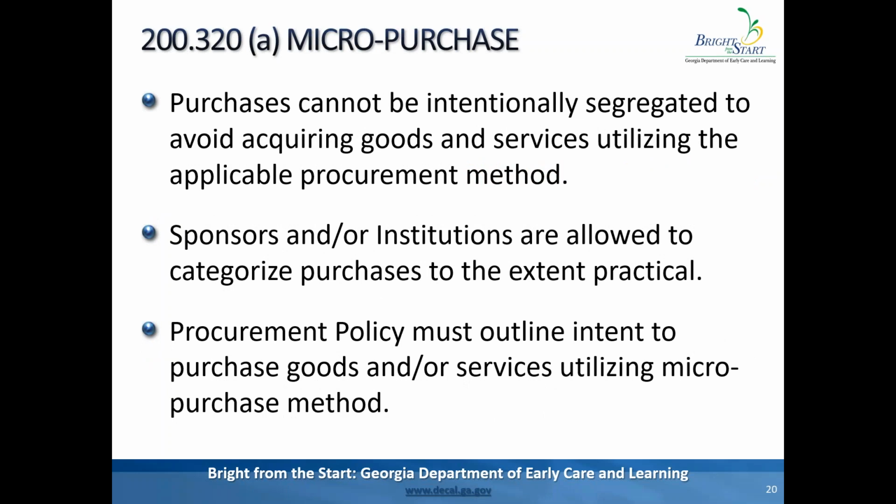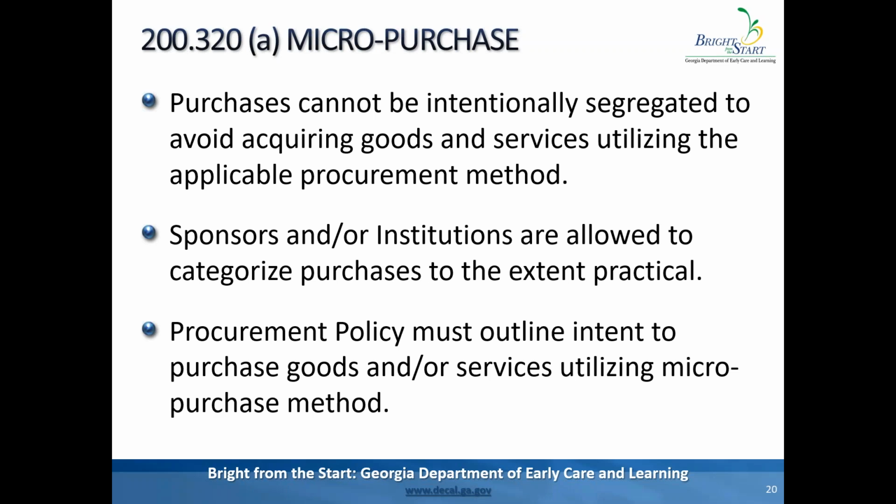To continue, purchases cannot be intentionally segregated to avoid acquiring goods and services utilizing applicable procurement methods. So if you are purchasing, let's again use milk for an example, if you know that you purchased $15,000 worth of milk in a week, you could not purchase $7,500 from vendor A and then $7,500 from vendor B, because that would seem as if you intentionally segregated your milk purchases to avoid having to utilize the small purchase procurement method.